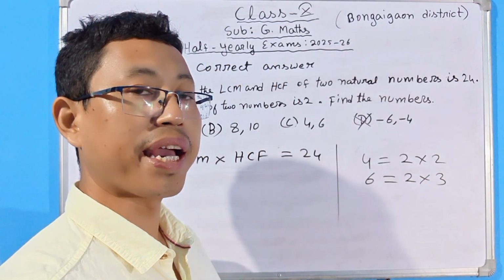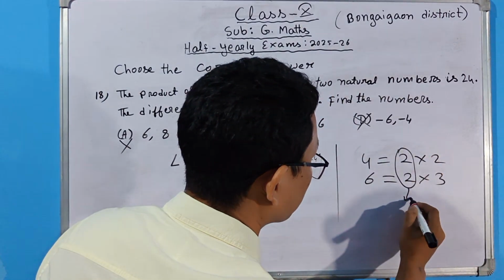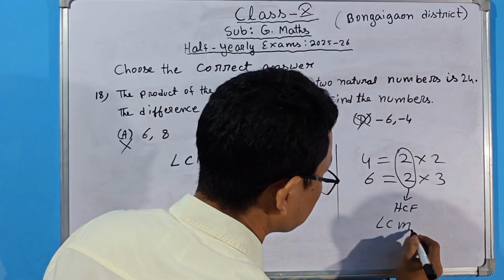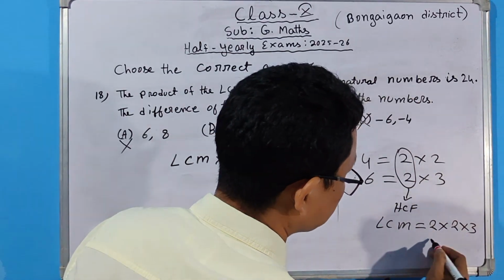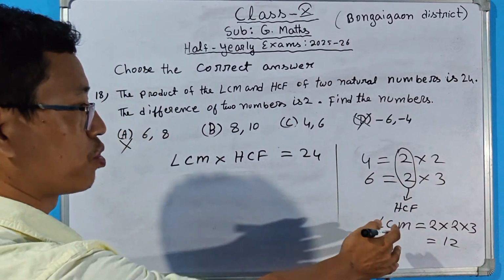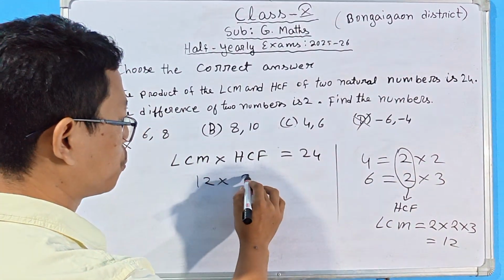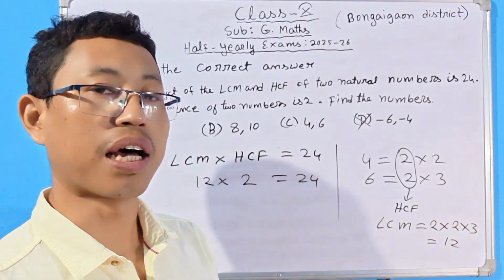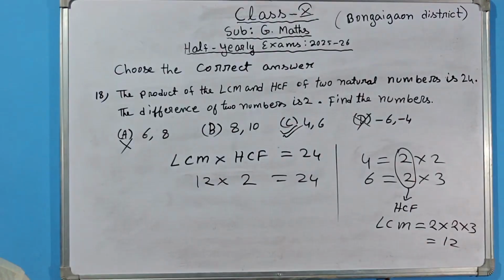So the common number we have is 2, that is our HCF, and for LCM, the common number 2 and the remaining numbers 2 into 3, 12. On placing the values of LCM and HCF, we get LCM 12 into 2 equals 24. So which is matching, means our correct answer is option C.